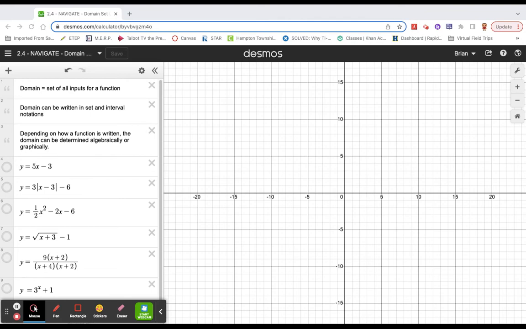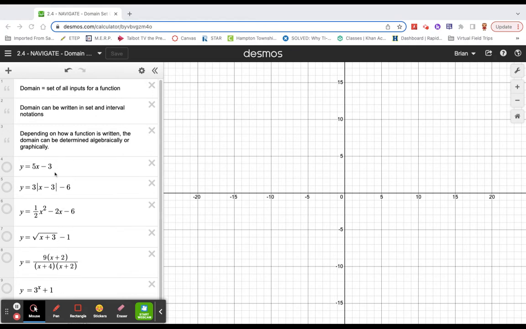To begin our conversation around the domain of functions, I thought it would be a good idea to look at a variety of different types of graphs and get a sense of what domain would look like in each one of those situations. So you can see down the left-hand side, I have a variety of different types of equations that we might want to look at.